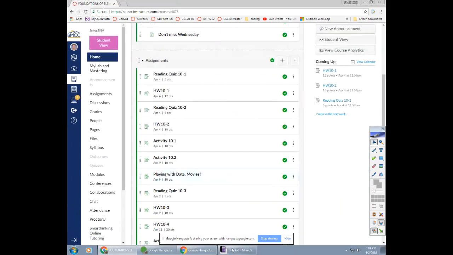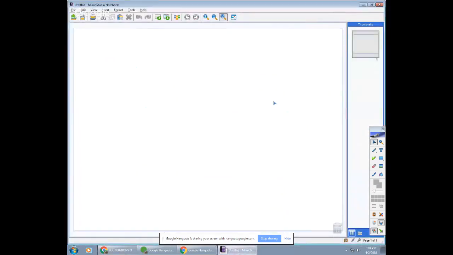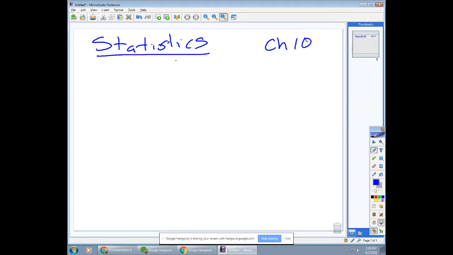Okay, so let's do some math. The main topic for the beginning of the course is statistics. And this is chapter 10 in the book. And hopefully, we'll go to the lab in just a little bit so everyone can get on a computer.